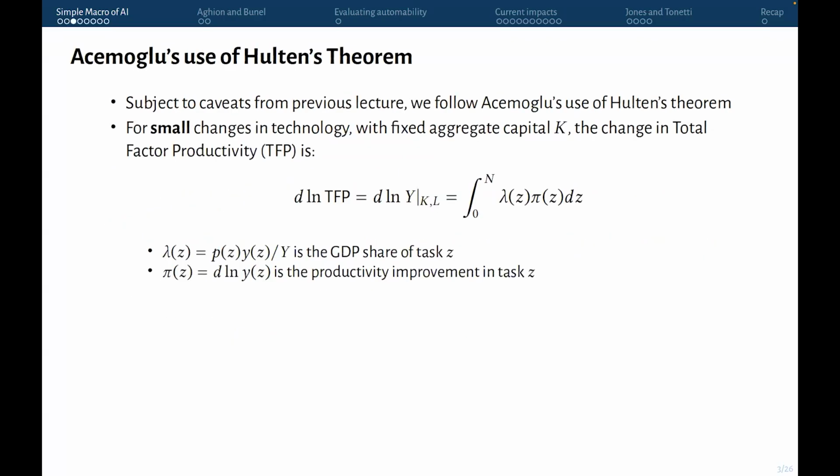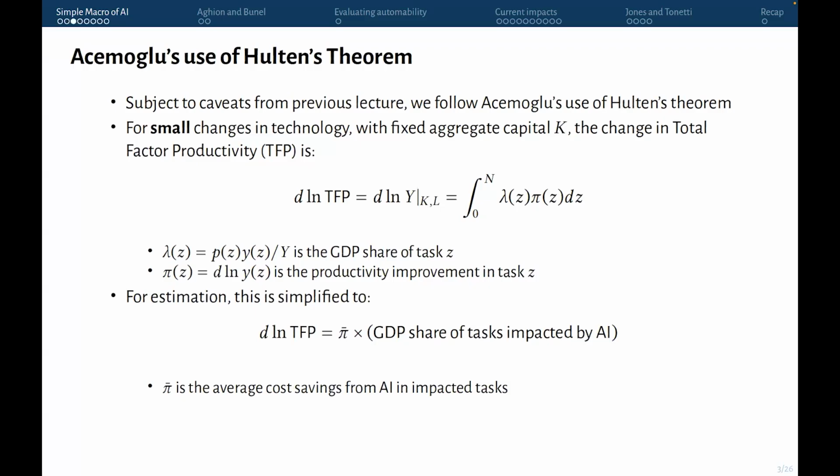And so then Hulten's theorem, for the 3rd time, banging your heads over with it, subject to the caveats from Phil's lecture about the way Acemoglu uses it. What we can ask is, what's going to be the change in total factor productivity if we have a shock to the productivity of a given sector or task's productivity. And that's given by the Domar weight lambda, which is the GDP share of that task, times the cost savings in that task, pi, which is the productivity improvement.